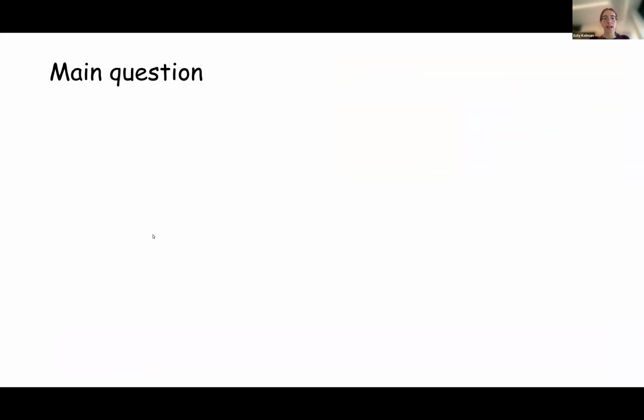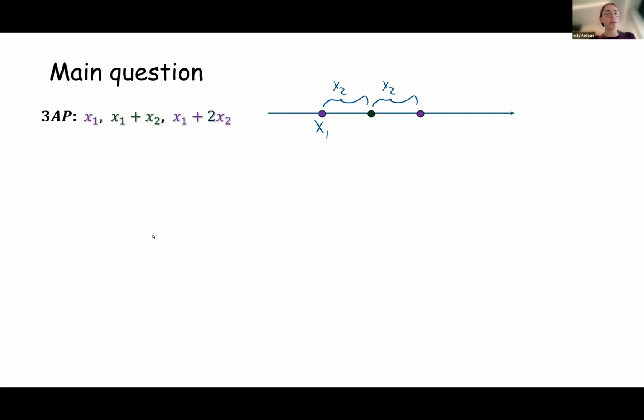So what is the study of 3AP-free sets? A three-term arithmetic progression is a set of three numbers that are equally spaced, for example, 3, 5, and 7. We can denote the first number by x1 and the difference by x2. And thus we get a general pattern for 3AP: x1, x1 plus x2, and x1 plus 2x2. I know this is not the usual notation, but bear with me.